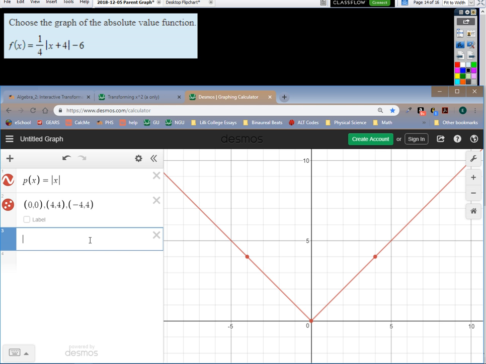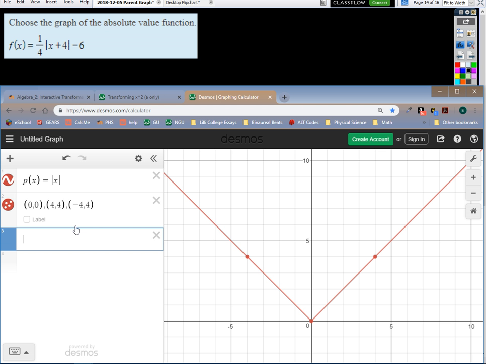Okay, good. All right, so now if we want to do our transformation, let's do this in steps. Think about order of operations. What does order of operations say we should do first here? Inside the absolute value, what does the plus 4 do? It moves it to the left by 4. So we can do that.